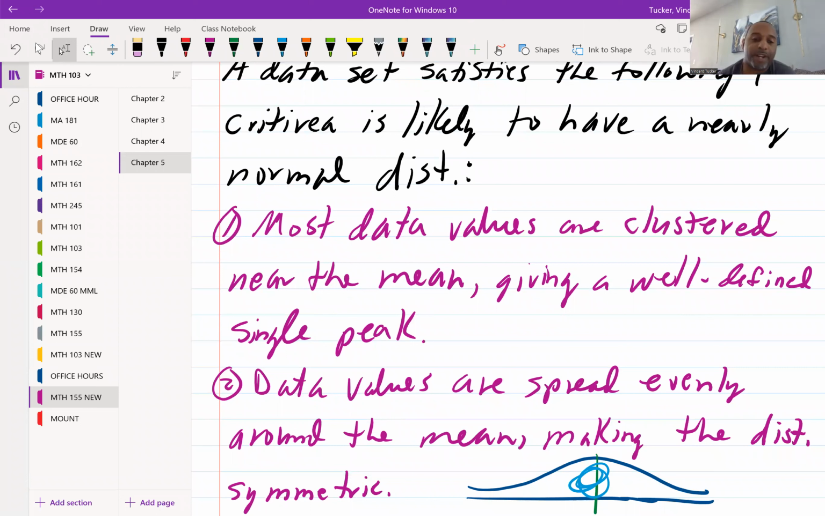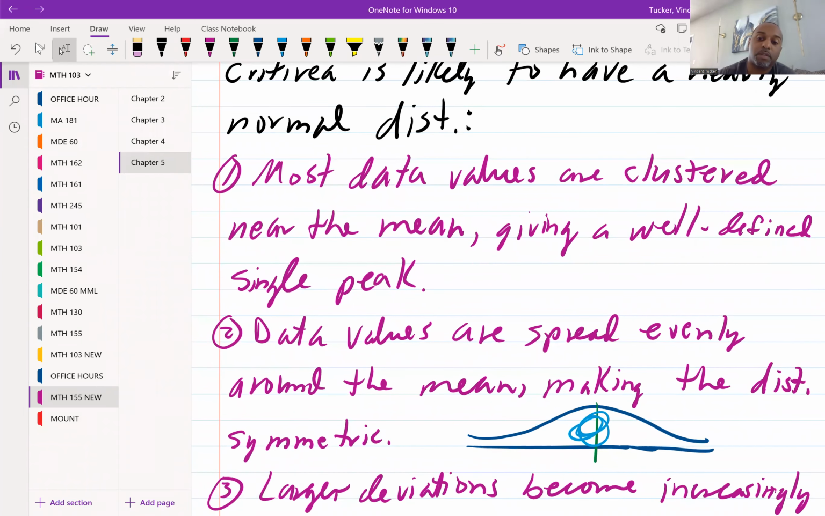Data values are spread evenly around the mean, making the distribution symmetric. So we talk about it being symmetric. That means whatever goes on the left side goes on the right side, and vice versa, it's mirrored. It mirrors each other, and the mean is in the middle.